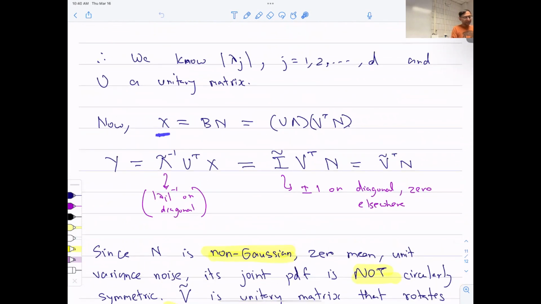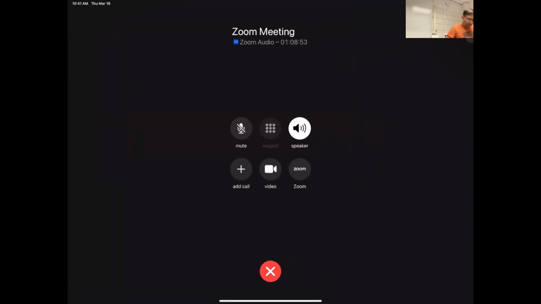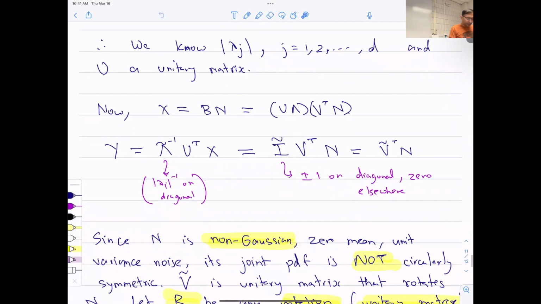So let's go back. We have X, which we know is B times N, but B is U lambda V transpose. So let's just regroup these terms this way. It doesn't mean I know these things. I'm just doing algebra here. That's all. We regroup these terms. But now I do know this, and I know the sign of this. So what do I do? I can call it Y. I can take this X and pre-multiply by the inverse of the magnitudes on the diagonal. That's what we're calling lambda tilde. Lambda tilde is just the magnitudes of the lambdas. Pre-multiply by lambda tilde inverse and U transpose. So if I do that here, we will get U transpose hitting this and lambda tilde inverse.